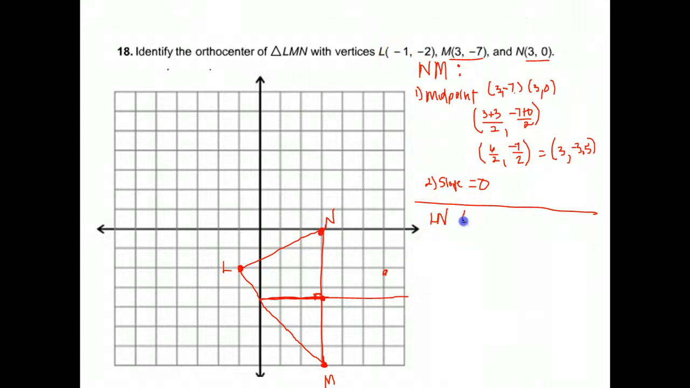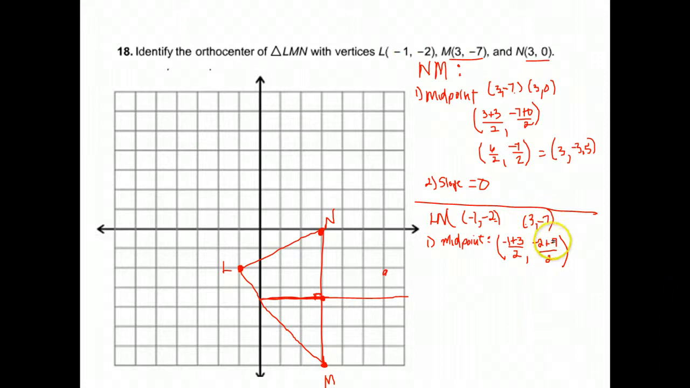So that would be the line going from L, which is at -1, -2, to M, which is at 3, -7. The first thing we need to know is the midpoint of our line. Okay, well, the midpoint is, again, we add the x's, so -1 plus 3, and divide by 2. Add the y's, so -2 plus -7. I guess I'm doing line LM instead, sorry about that.